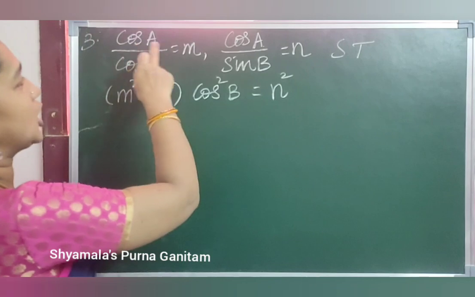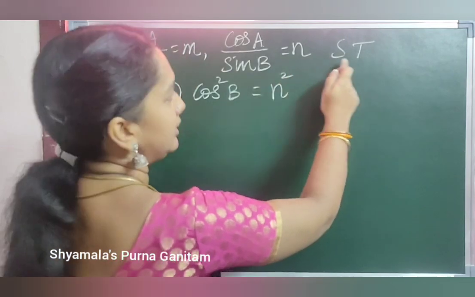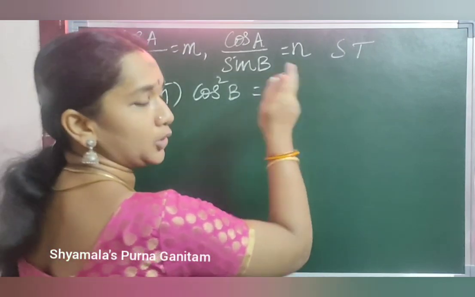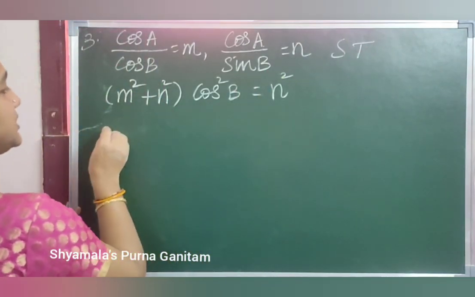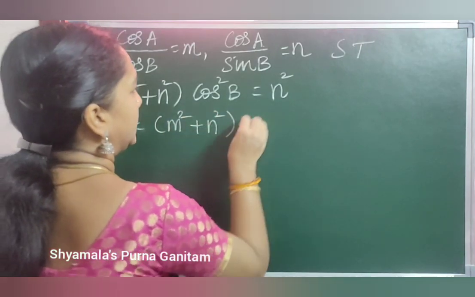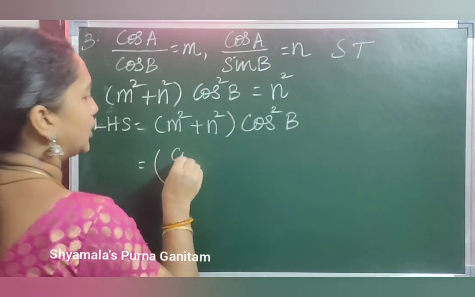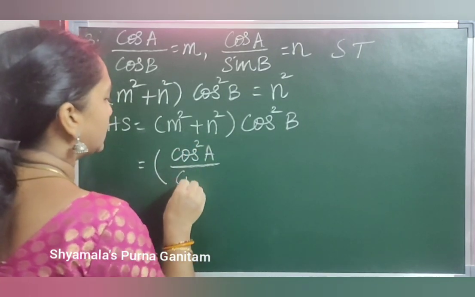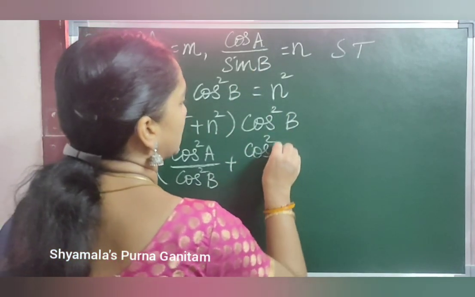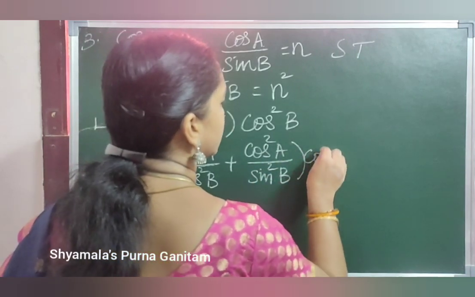Third sum. If cos A by cos B is equal to m and cos A by sin B is equal to n, show that (m squared plus n squared) into cos squared B is equal to n squared. Okay, so here, LHS is (m squared plus n squared) into cos squared B. So m squared is cos squared A by cos squared B, plus n squared is cos squared A by sin squared B, into cos squared B.